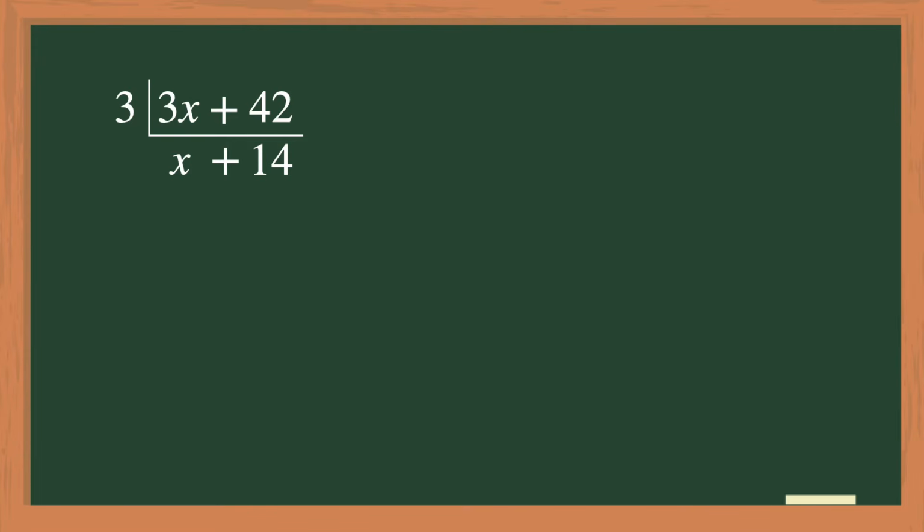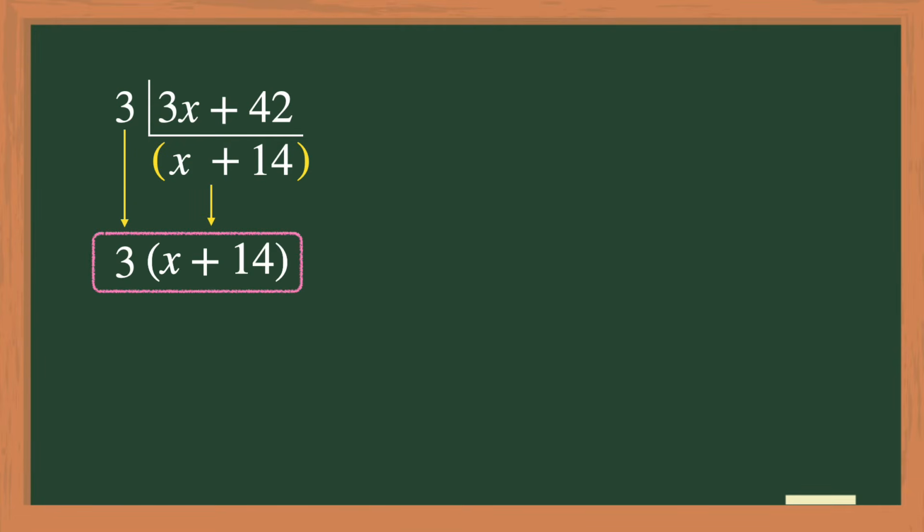So I'm done factoring, and now I just need to take the information from the ladder and rewrite the expression. I will bring down the shared factor of 3, and I will place parentheses around the x plus 14 and bring that down as well. And that's it. I'm done.